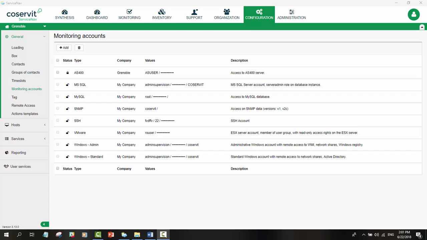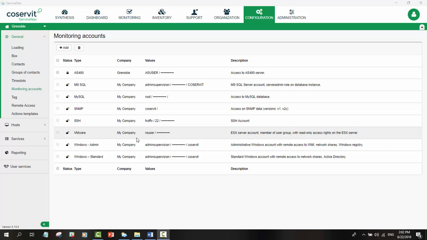If we look at this list of credentials for the site Grenoble, we can see that the credential for MySQL is inherited from Grenoble's parent, My Company. Inheritance is denoted by the unlocked padlock symbol, but we can also see the donor company, in this case, My Company. Using monitoring accounts, potentially hundreds of service checks can be successfully run without having to individually apply the credentials to them.